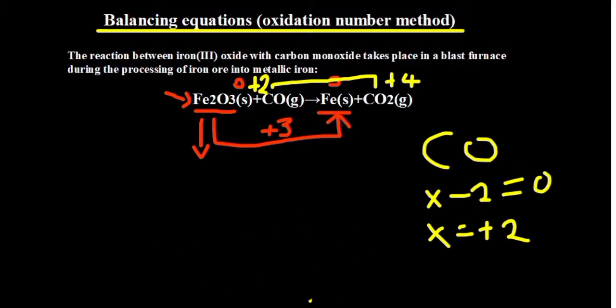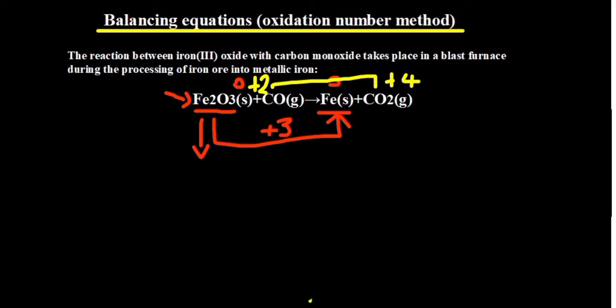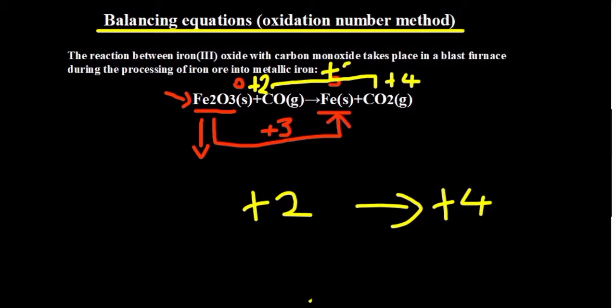But how is this going to help us in balancing the chemical equation? Let's ask ourselves the question. Here initially it was 3, and there it was 0 for iron, so the change was 3. Now where you have 2, you are going to 4. What's the change as well? The change in oxidation number is 2 there. So that's 2. Here it's 3. So we've got the change in oxidation numbers.